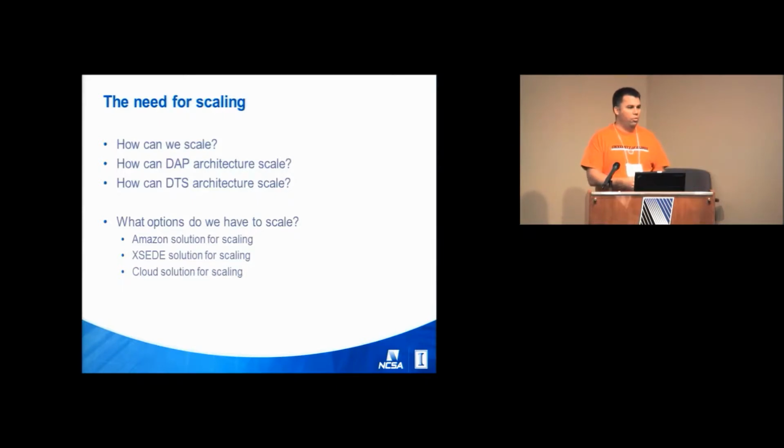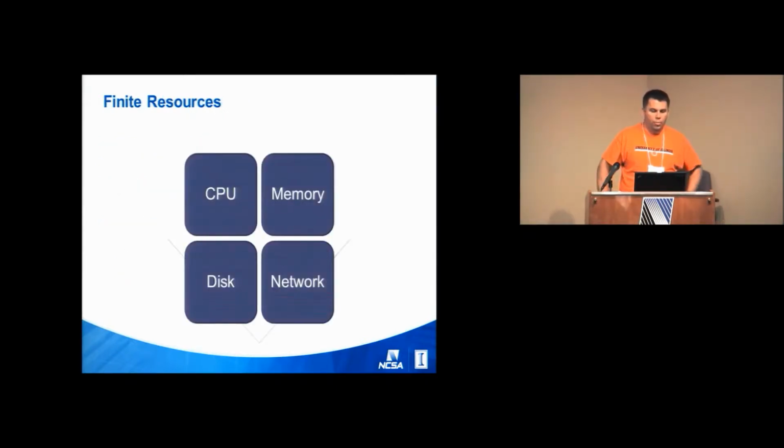We've looked at all these things, and what I'm trying to present today is a little bit how we're planning on doing that. So if you think about it, the computer has finite resources. It needs CPUs, memory, disk, and network. That's pretty much what we need for the two pieces that we have, the data access proxy and the data tilling services. And if we look at those four pieces, there are different ways that we can scale them.